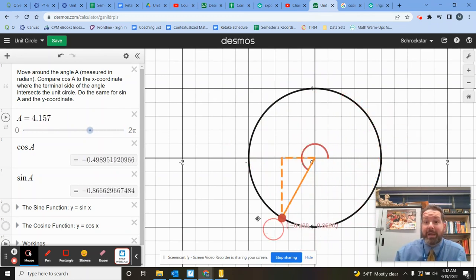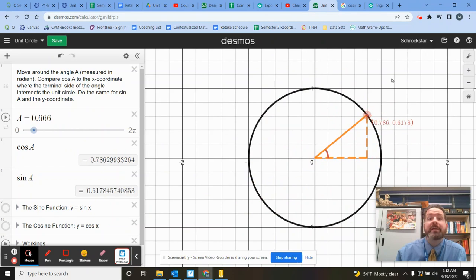It doesn't matter if you go backward, or if you go around the circle several times and end up somewhere. The definitions of sine and cosine are the same. It's the coordinates of the point of intersection of the terminal side of the angle with the unit circle. Cosine is the x, sine is the y.